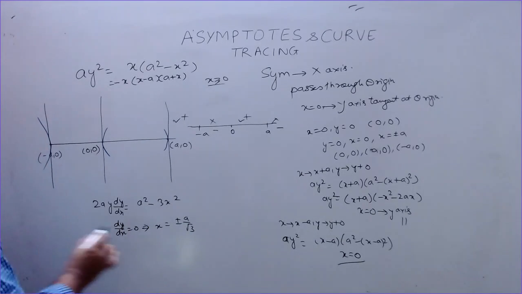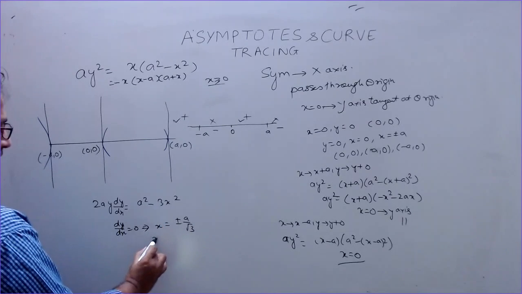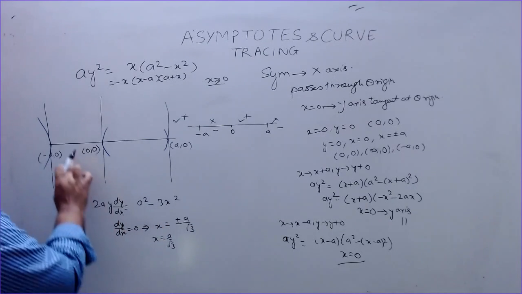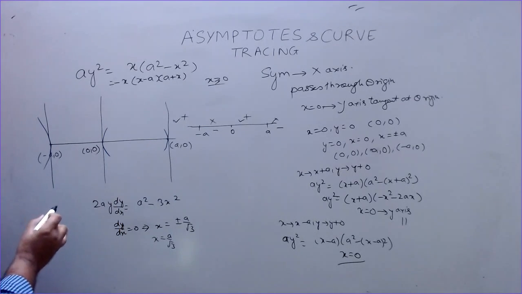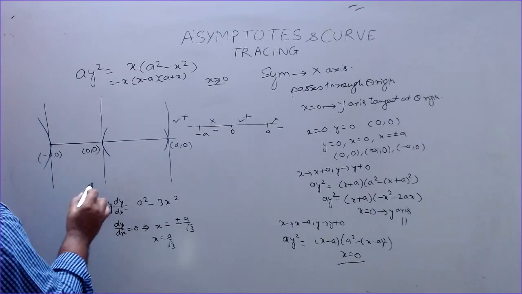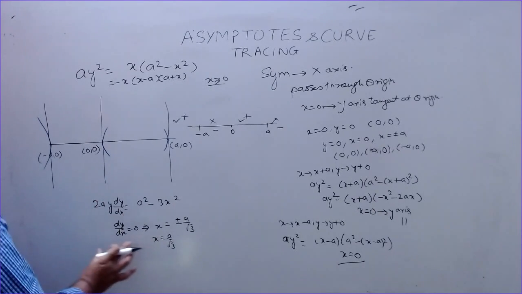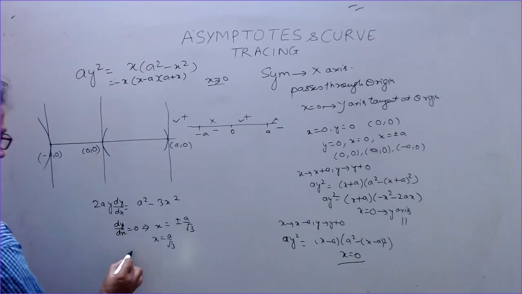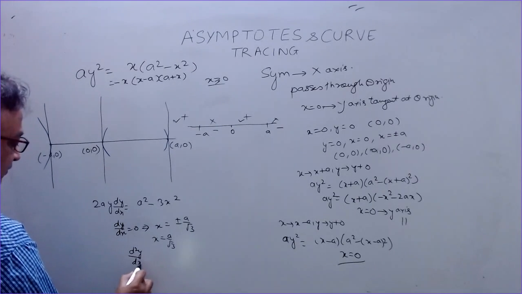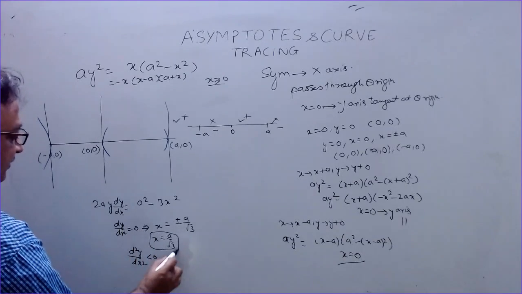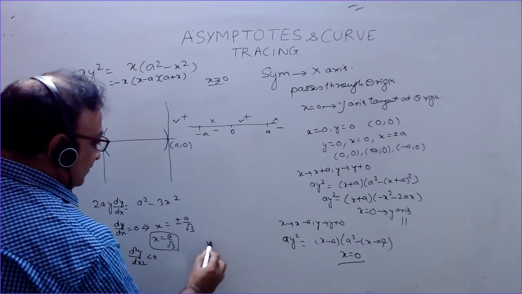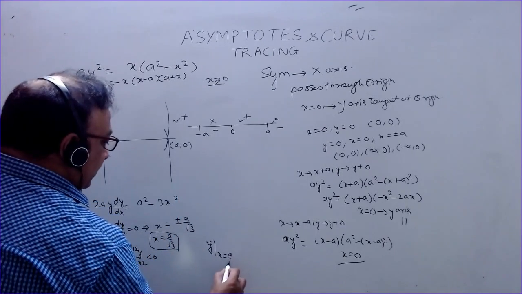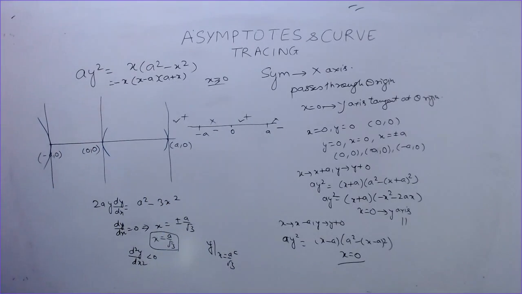It cannot be minus a by root 3. So we have to take plus a by root 3, because in this region the curve is not existing. So a by root 3 means a upon 1.73, around 0.6a, and for this value of x you will find that the second derivative will be negative. Now find y for this value of x. So y maximum, y for x equal to a by root 3. Put in this equation and find the value.